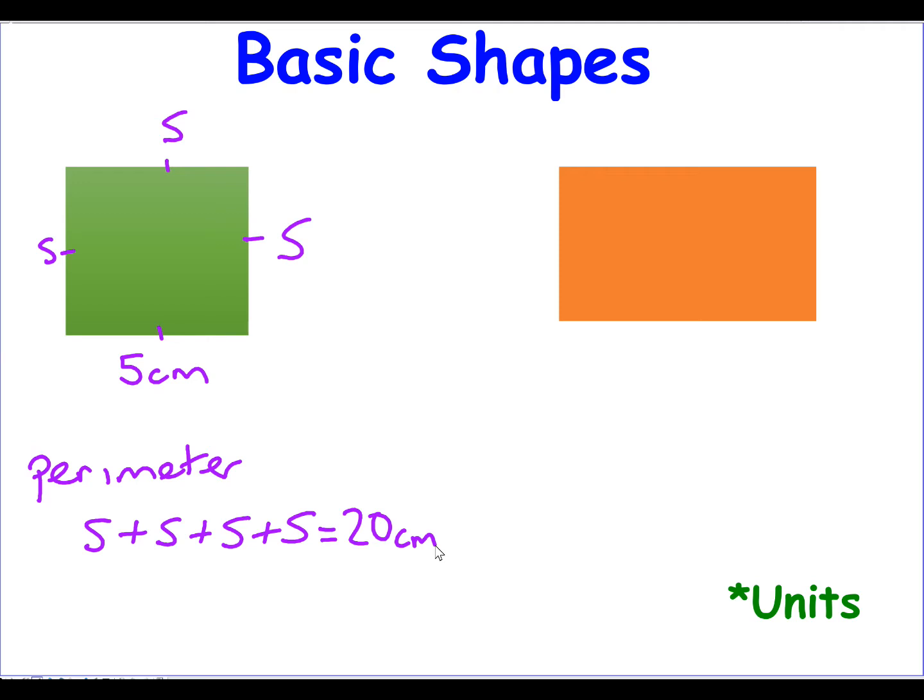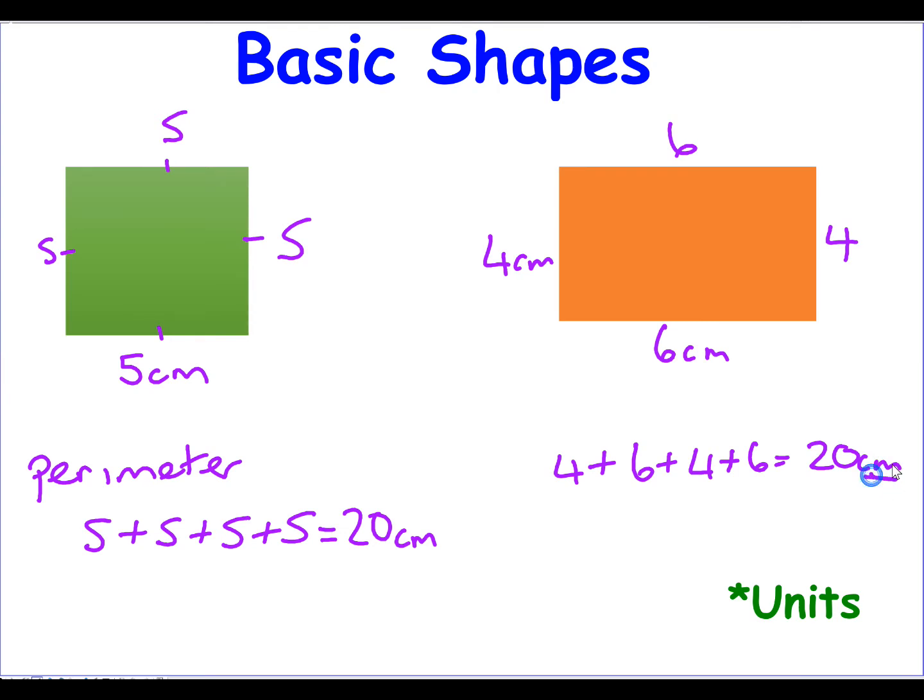For our rectangle, we need to know two of the dimensions so that we can work out the perimeter. So if I say this side is 6 centimeters long and this side is 4 centimeters long, because of the properties of a rectangle, I know this must be 4 and this must be 6. Now when I walk around my shape to work out my perimeter, I get 20 centimeters. Notice the units are just centimeters because we're measuring just one dimension, which is length.